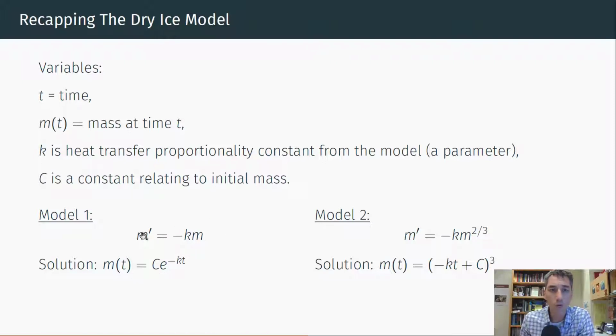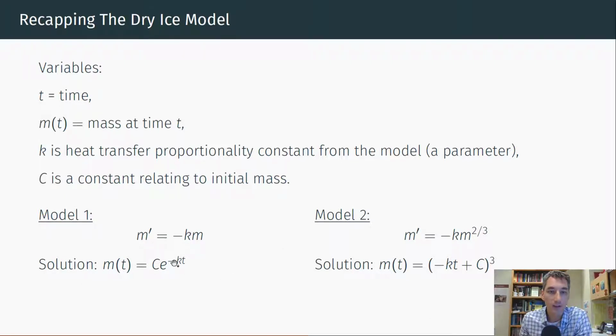And we had two models, one where the rate of change of mass was proportional to the mass, and one where the rate of change of mass was proportional to the mass raised to the 2/3 power. This was the better model because it made sense of geometry, surface area. We're really saying that the change of mass is proportional to surface area, and then we went from surface area to mass by doing that sort of algebraic step.